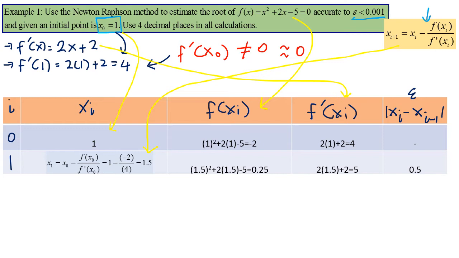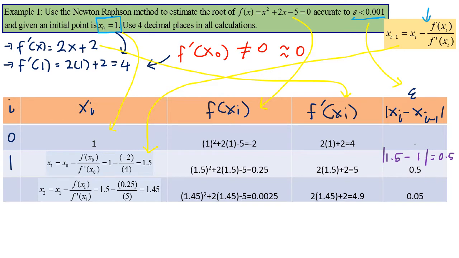Then 1.5 substituted into f(x), you get 0.25, and the same value x1 substituted into f prime, you get 5. Then find the value of epsilon, where 1.5 minus 1, so I got 0.5. The calculation has to be continued because the epsilon is not less than 0.001. The epsilon value has to be based on the stated epsilon given in the question. So continue to iteration number 2.